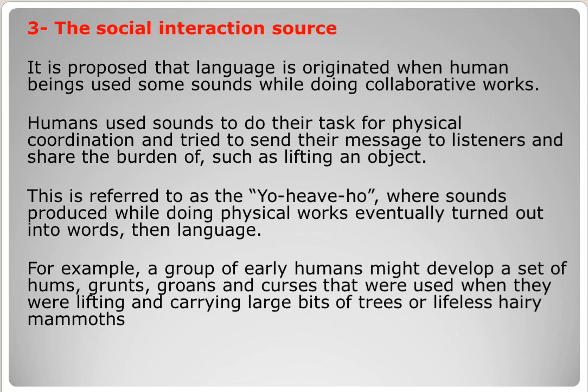The third origin is called the social interaction source, and this is completely different from the two previous theories, the divine source and the natural source. According to this theory, human beings themselves develop language, and they are the source of language. This theory suggests that language originated when human beings used sounds while doing cooperative work. When human beings do physical work or use some physical effort, they produce some sounds, and then they develop these sounds into words in order to communicate.